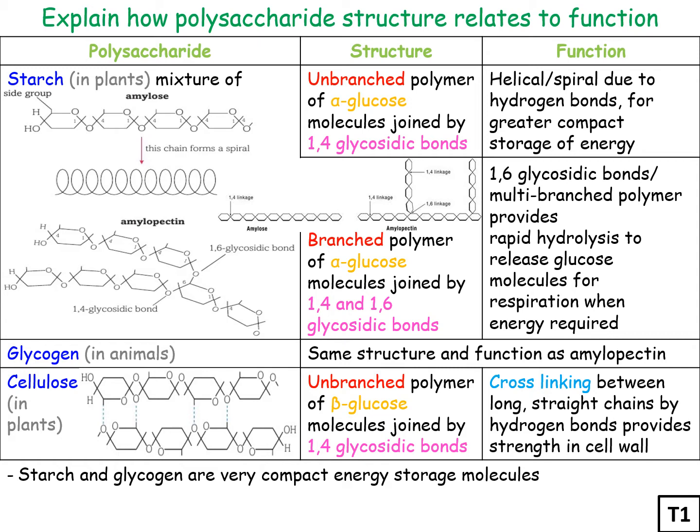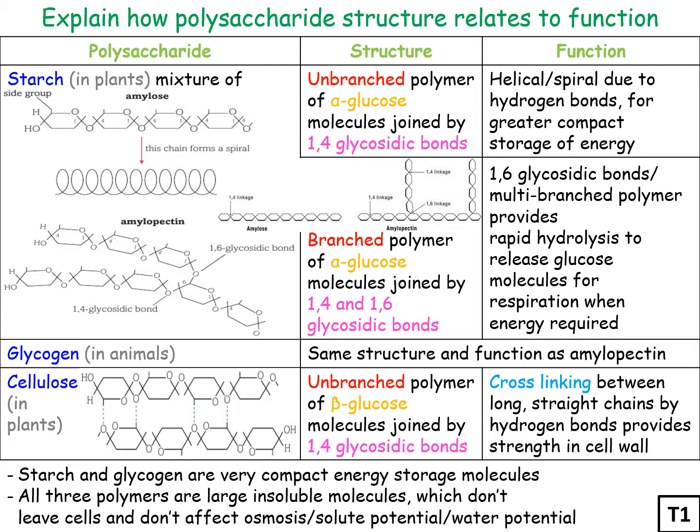Both starch and glycogen are very compact energy storage molecules, and that is their main function. All three of these polymers, starch, glycogen, and cellulose, are very large insoluble molecules. Insoluble means that they don't dissolve in water, and because they don't dissolve in water, they will not leave the cells. They will stay in the cells, which makes it very easy for them to be stored, or to stay as a structure in cellulose's case. And this means that they have no impact on osmosis or solute or water potential because they do not dissolve in water.